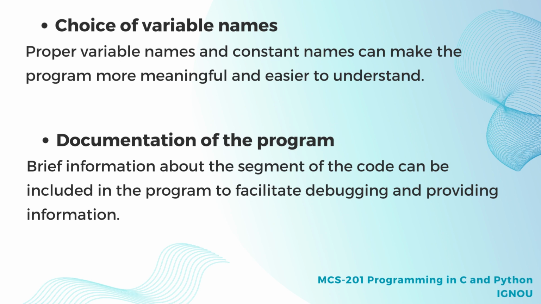The fourth feature is the documentation of the program. Brief information about the segments of the code can be included in the program to facilitate debugging and providing information. A related part of the documentation is the information that the programmer presents to the user during the execution of the program. Since the program is often to be used by persons who are unfamiliar with the working and input requirements of the program, proper documentation must be provided. These are the four features of the algorithm.